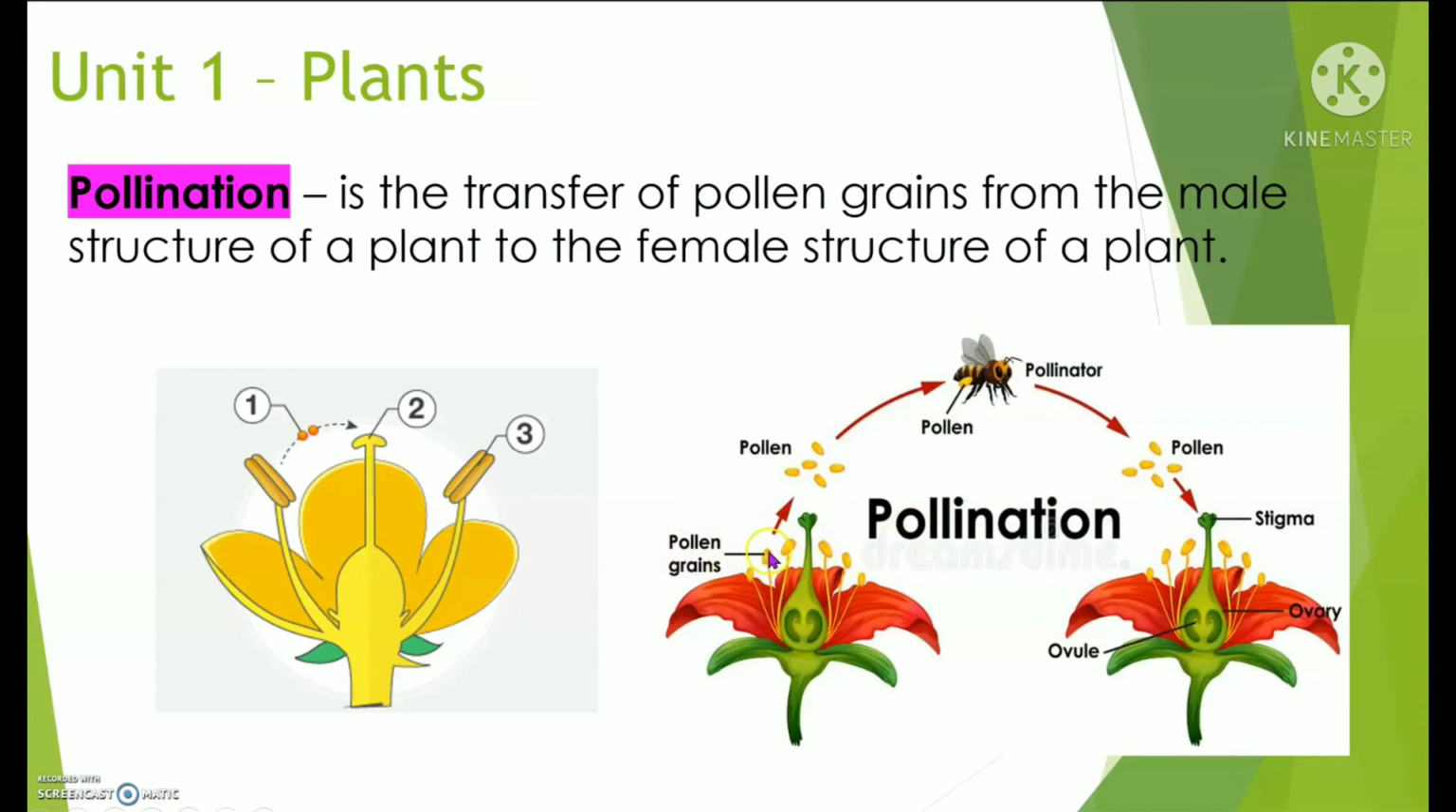As you can see, we have the pollen grains in the anther, then going to the other plant's stigma. The pollen grains will transfer to the stigma. That's what we call pollination. We will talk about it more because we have two types of pollination: self-pollination and cross-pollination. We will first talk about self-pollination.